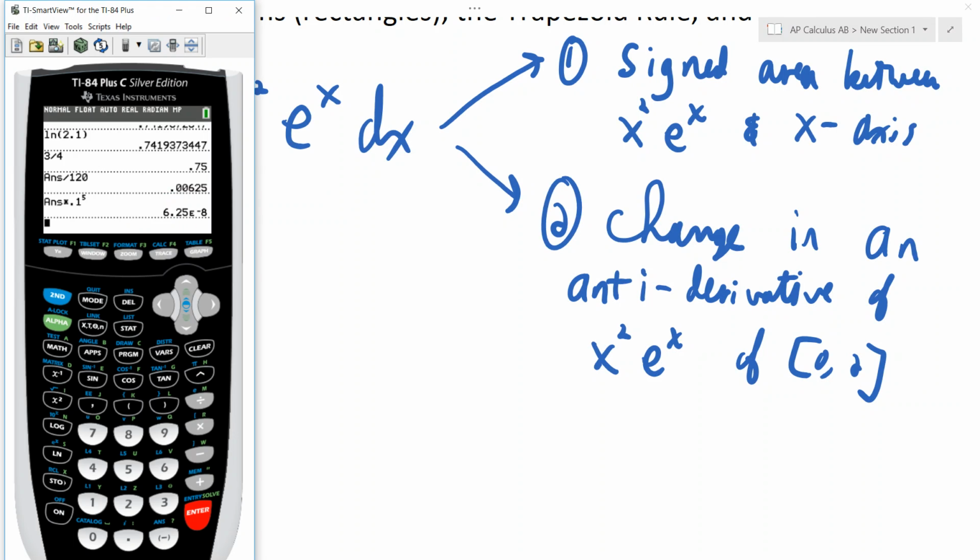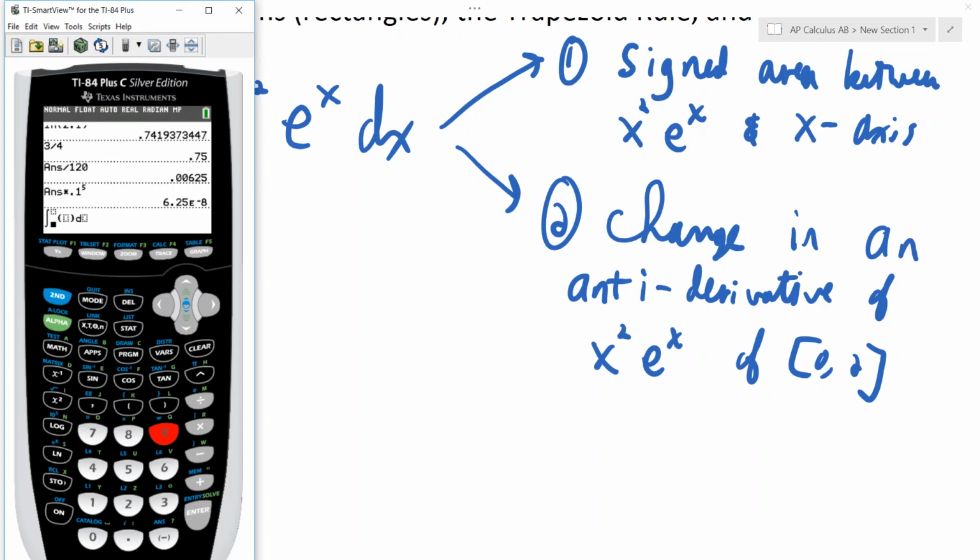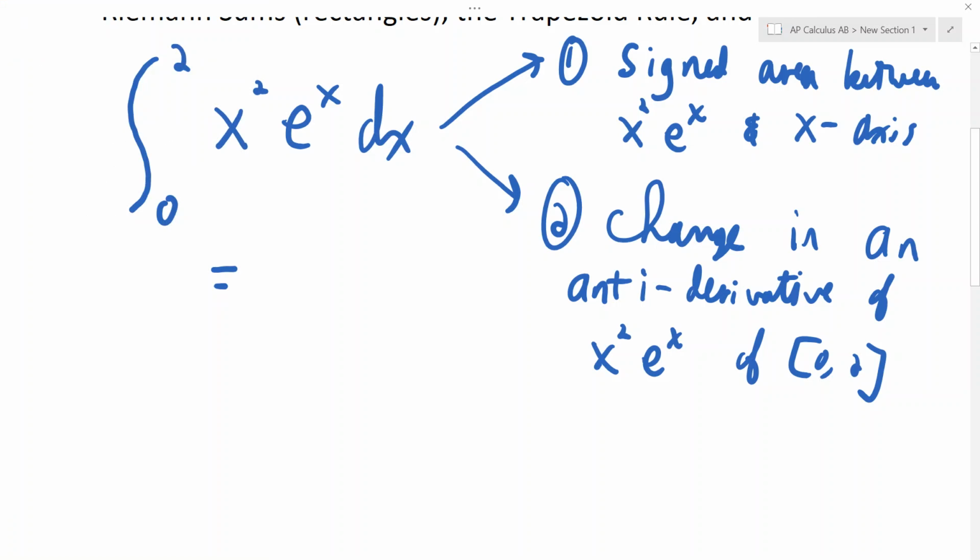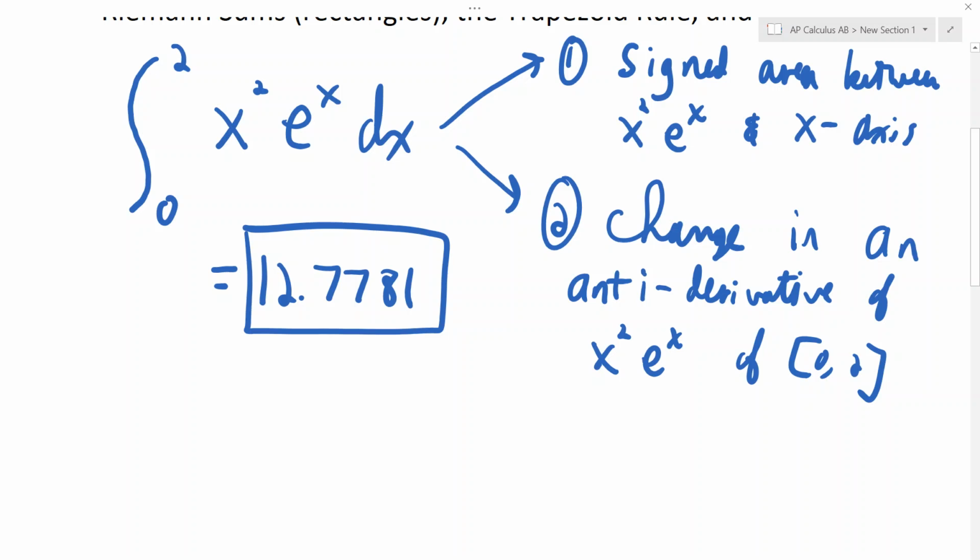Okay? I'm going to use a calculator. Actually, I'm going to type that into here. Oh, it's already in there. Excellent. So I've typed that into y1. I'm going to integrate it from 0 to 2. Everybody is comfortable doing this. I'm telling you, it's 12 something, 12.7781, we'll say. So that is the actual area under the curve and change in the antiderivative.